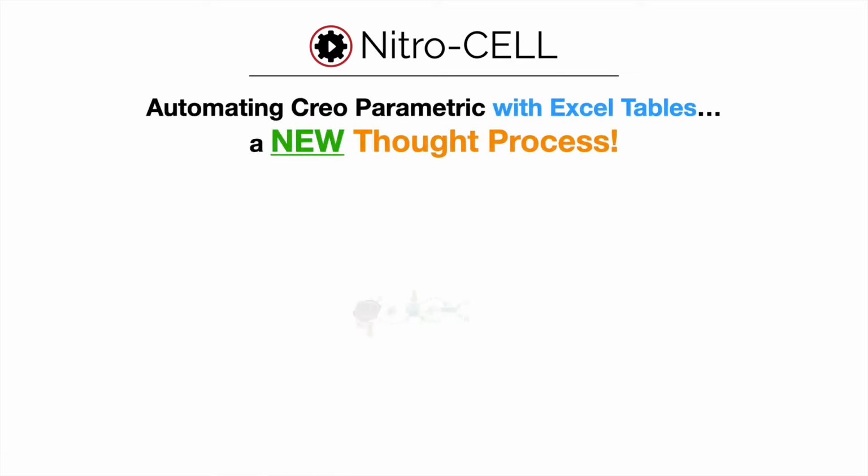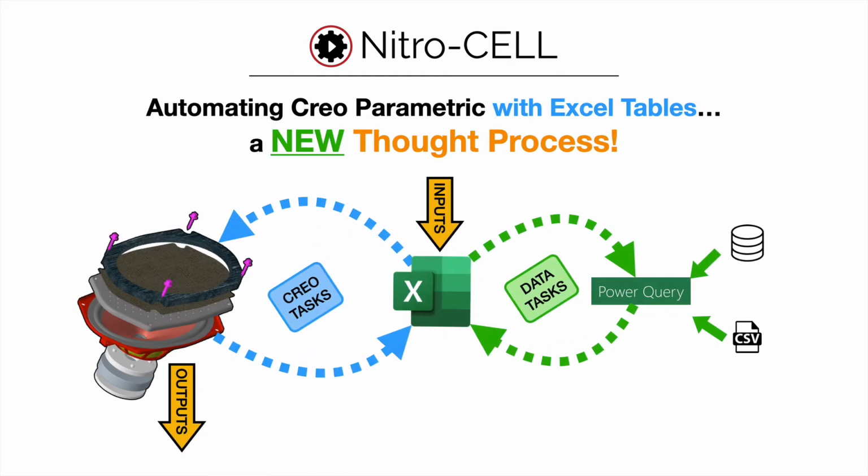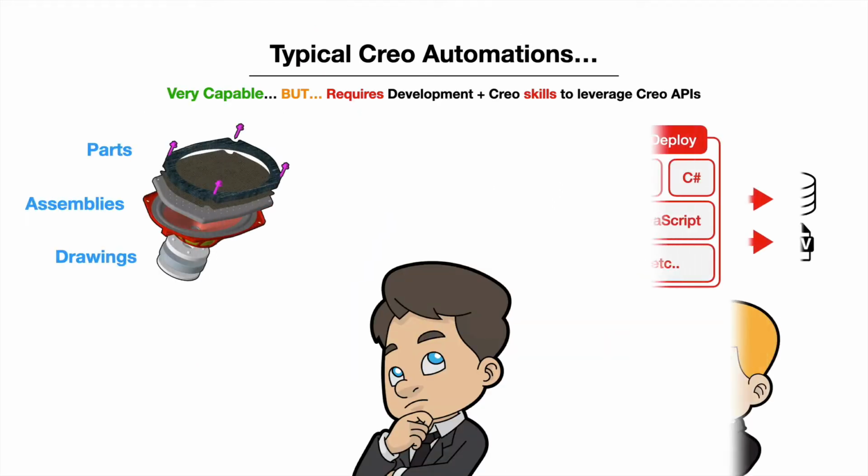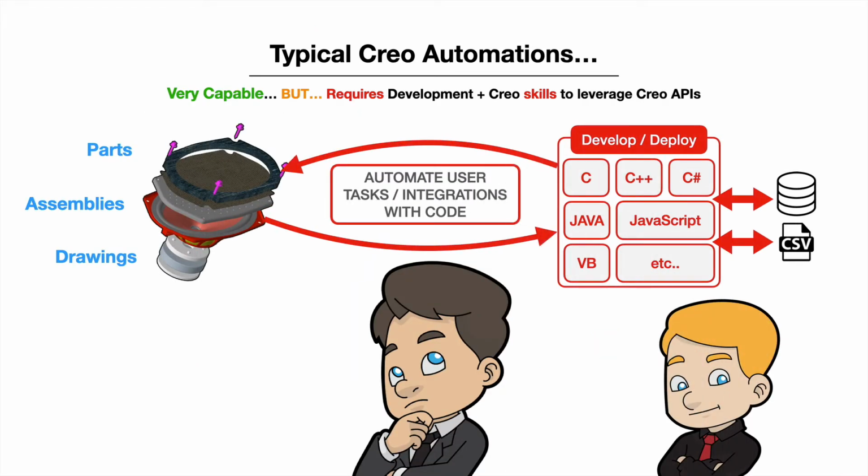Okay, so let's talk about automating Creo Parametric with Excel tables, a completely new thought process, which I think you're going to really like. The typical Creo automation. Why do most companies do this?